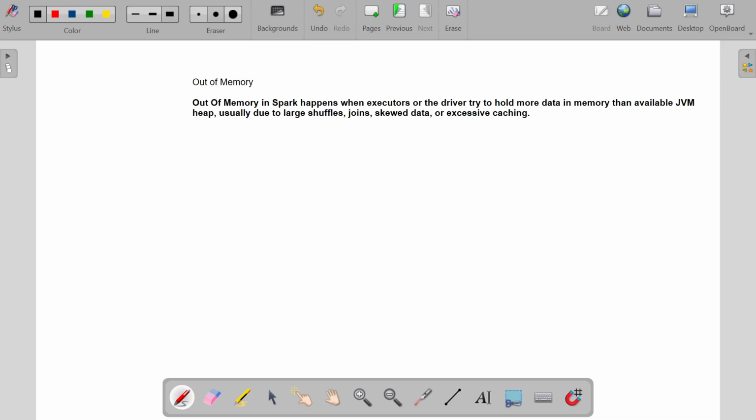Out of memory. So, what is out of memory? And have you faced an out of memory issue? This is how the interview question will be. Okay. So, what is out of memory? First, let's understand what is out of memory.